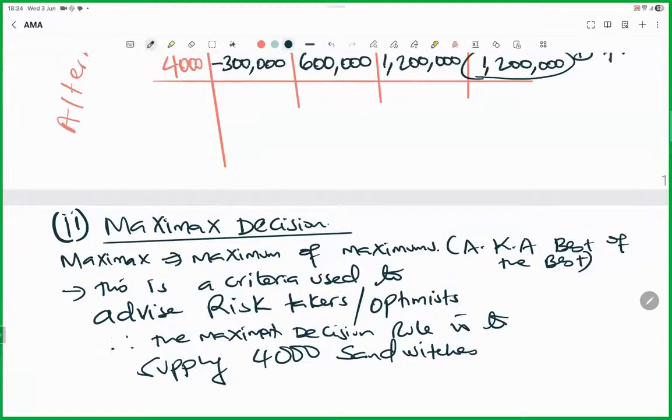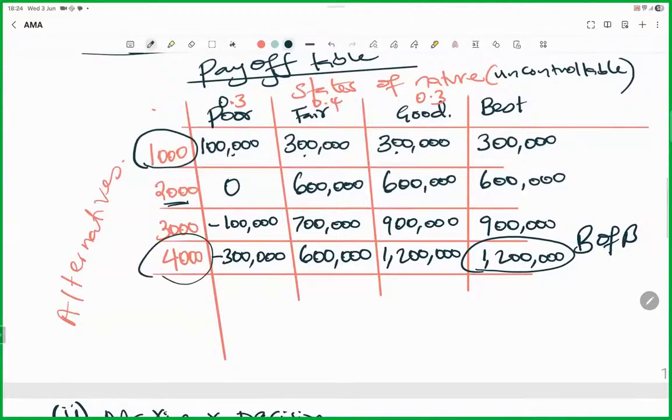To supply these 4,000, the one that corresponds to the best of the best. So I hope that is clear. And I hope now I can go back to my Roman 1. I get to do now what we call maxi min.